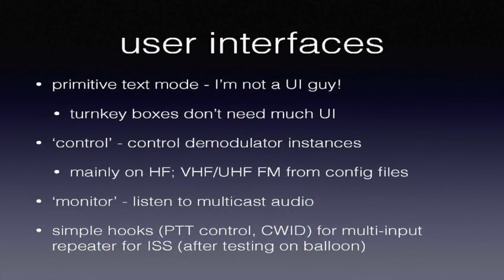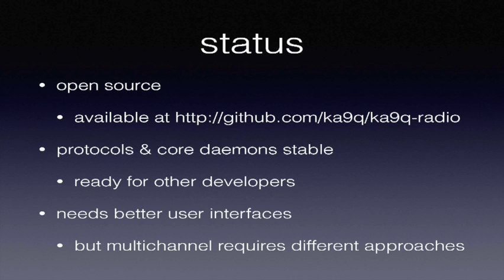So it turns out all I had to do was to take the monitor program and add a hook to key the transmitter and another hook to do a CW ID, and it becomes a repeater controller. And it turned out to be really, really simple. So as I mentioned, it's open source. You can get it, and it's ready to be used by other developers, although it needs better user interfaces. But I will say that most fancy user interfaces are really not designed for more than one channel at a time. So you have to really rethink how you want a user interface to work. Do you really need one at all for many of the things that you can do with a multi-channel receiver?